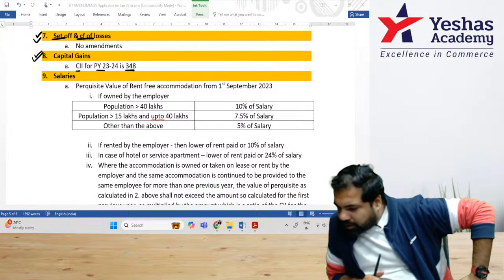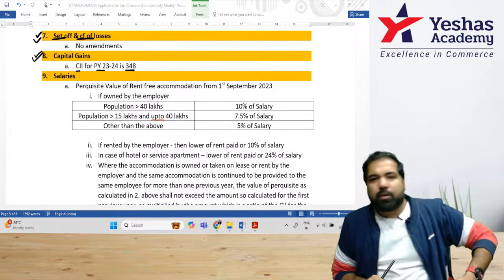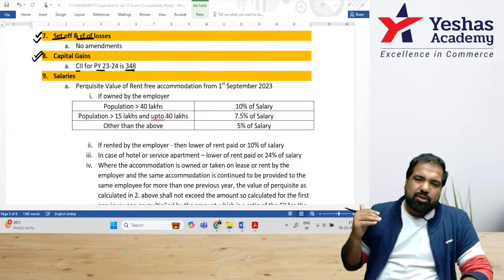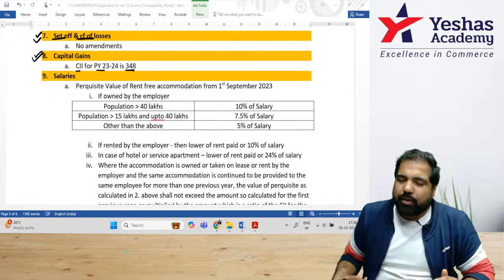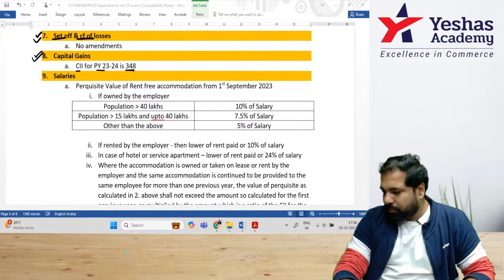From where should it be deducted? From the PGBP head or other GTI? Of course, from PGBP. Guys, this is a business expense. You're paying to a micro and small enterprise. This is in PGBP, and hence you have to deduct it from PGBP itself.